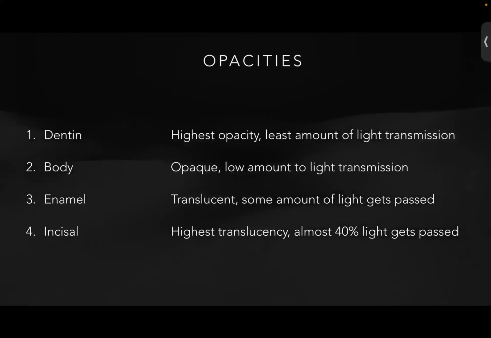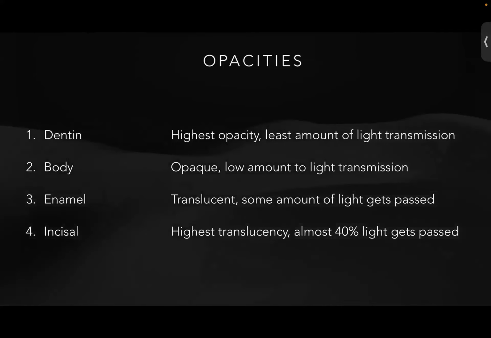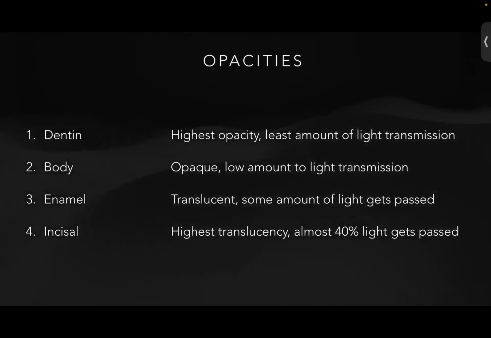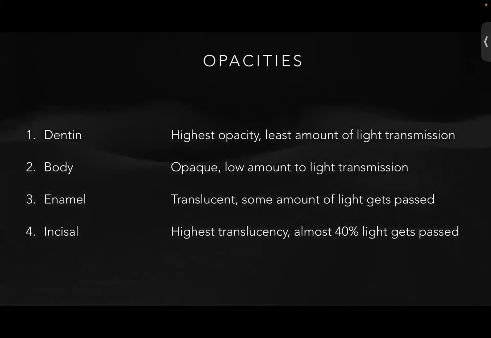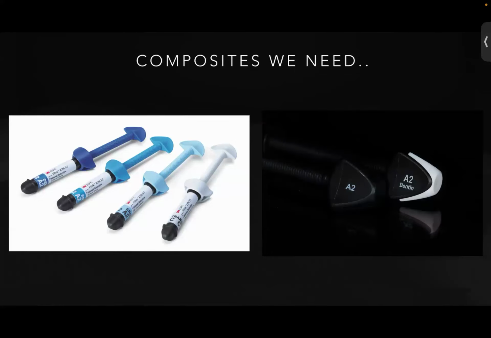Second is body. It is opaque, comparatively lower than dentine, and it is going to allow lower amount of light to transmit. Third is enamel. This is going to be translucent, and a significant amount of light is going to get passed. And fourth is incisal composite or incisal shade, where it exhibits high translucency. Almost 40% of the light gets passed. Okay, we are going to understand this in detail when we understand composite layering.